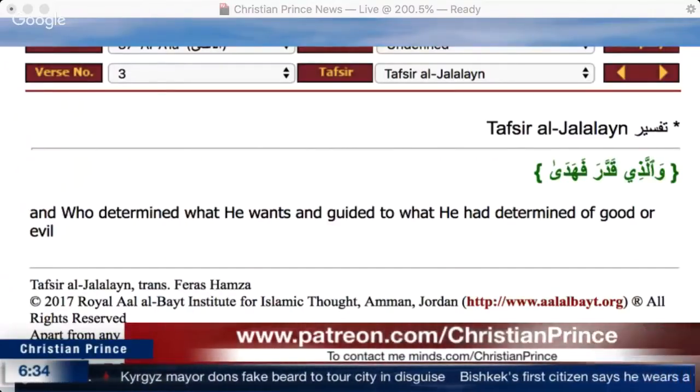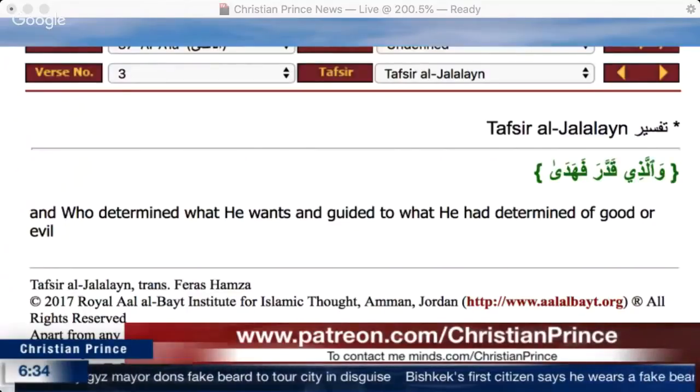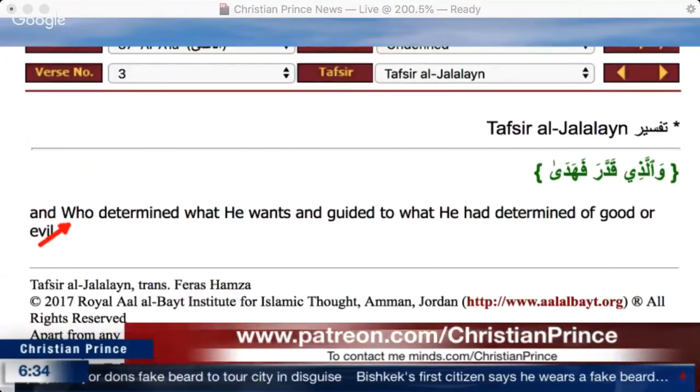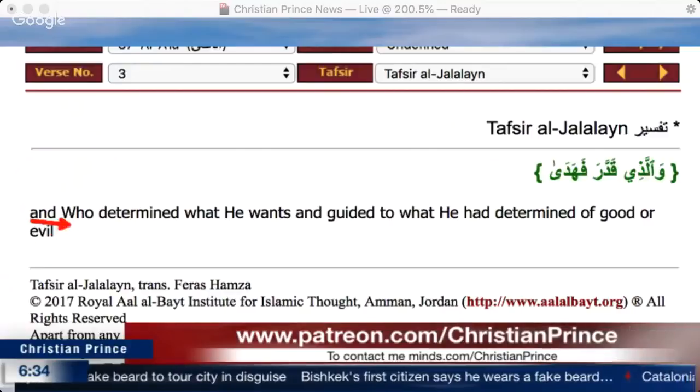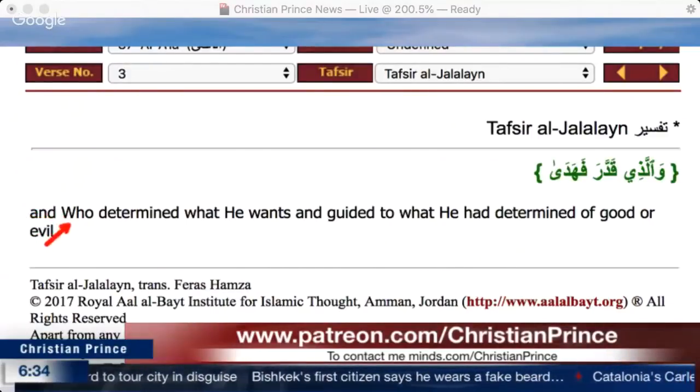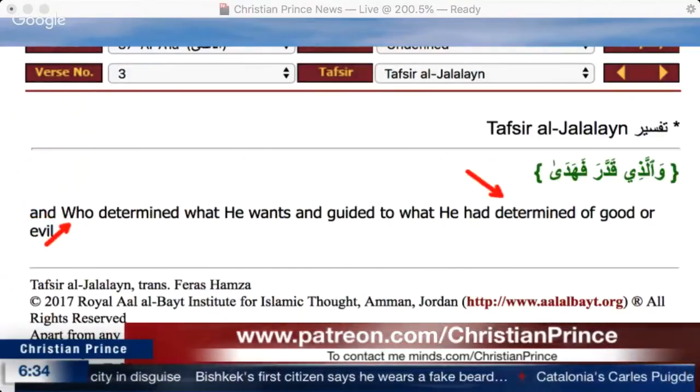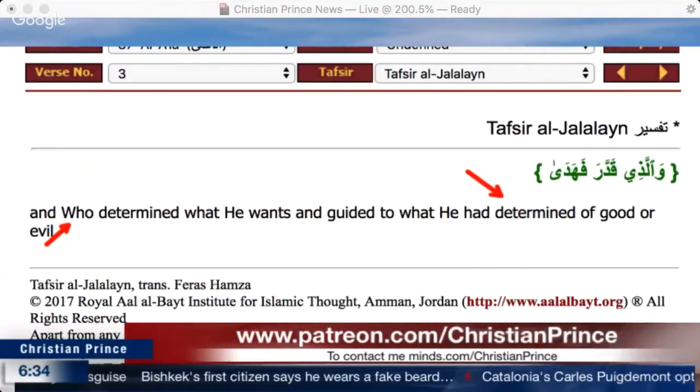Yes, the guidance could be anything, even misleading. He determined already who He will guide and who will do good or evil. As you see, this is the Muslim interpretation.